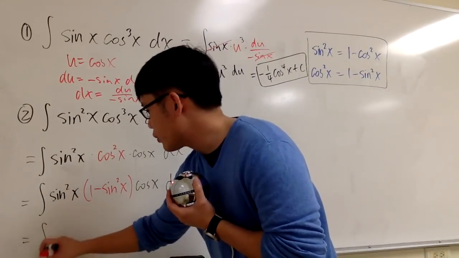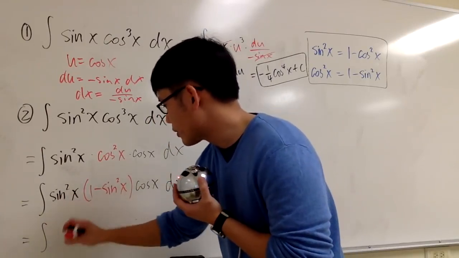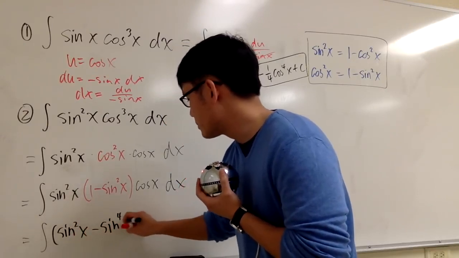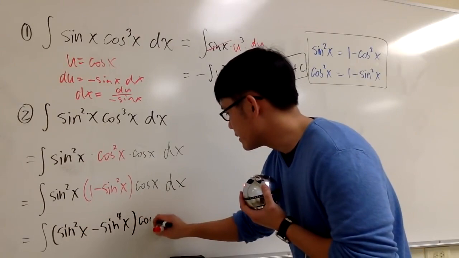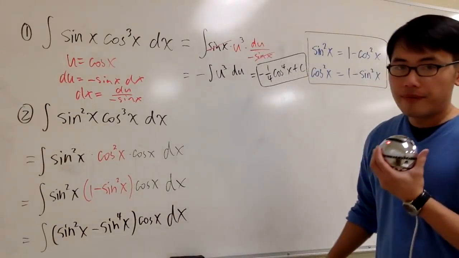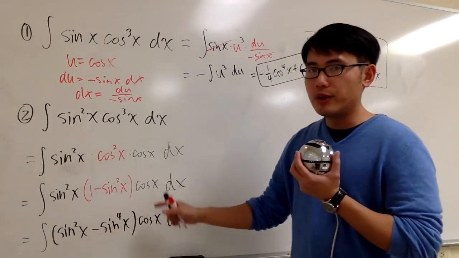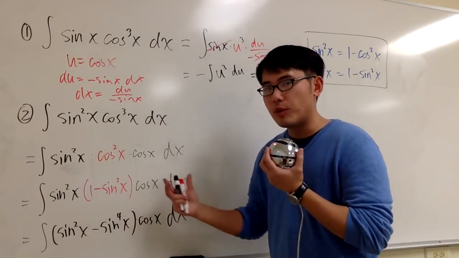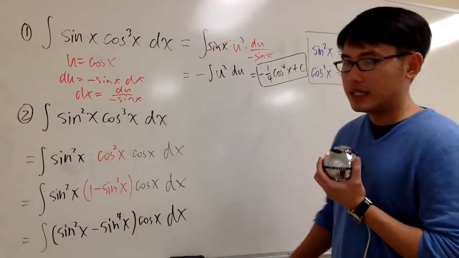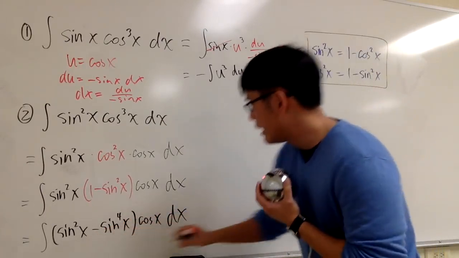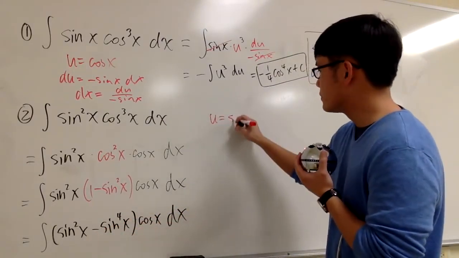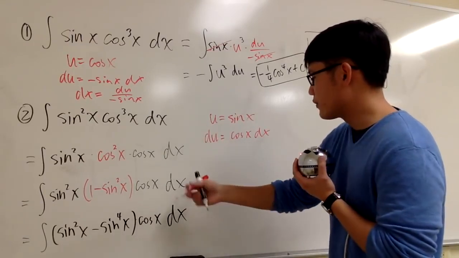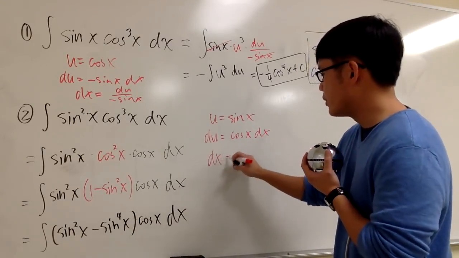Let's see. This is the integral. I can of course distribute. So we are talking about sine square x minus sine to the fourth power x, and then the cosine x is on the outside, dx. And then by the look of this, we are going to use u substitution, that u equals sine x. And then that will be able to cancel with this part, the cosine. Let's do it. So right here, I'm going to say u is equal to sine x. And then du will be cosine x dx. And of course, we can isolate the dx. We get dx equals du over cosine.